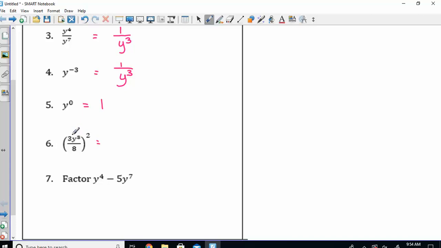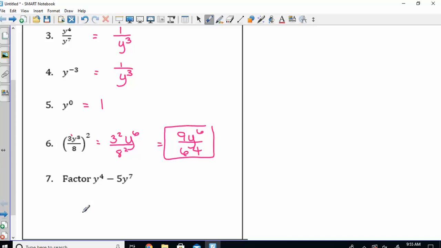So this is just like a 3 to the first. 1 times 2 just gives me a 3 squared. Y to the 6th over 8 squared. And we can simplify 3 squared is 9. Y to the 6th over 8 squared is 64. Okay, again, we're only allowed to bring that exponent in if it's a single term, so nothing adding or subtracting.